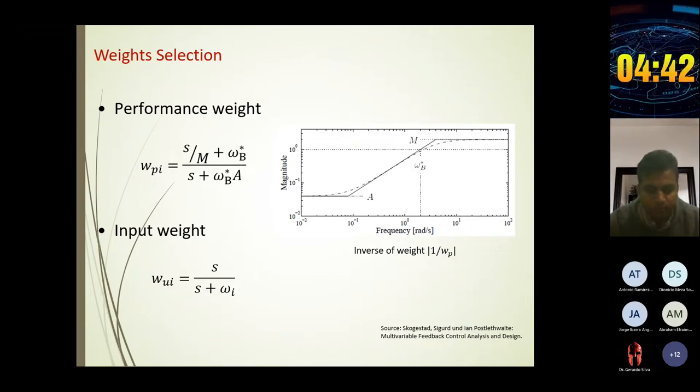Similarly, the input weight is usually a high pass filter, as you can see from the given equation, because the actuator cannot handle high frequencies well or its wear is increased, which results in the saturation of the input signal U.